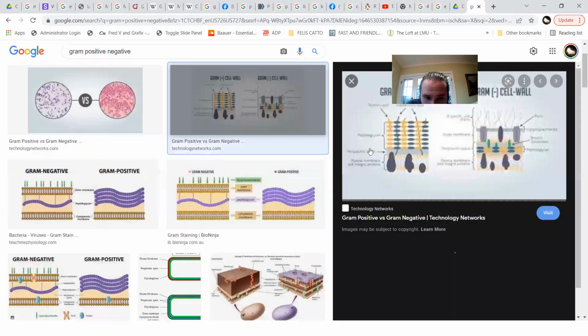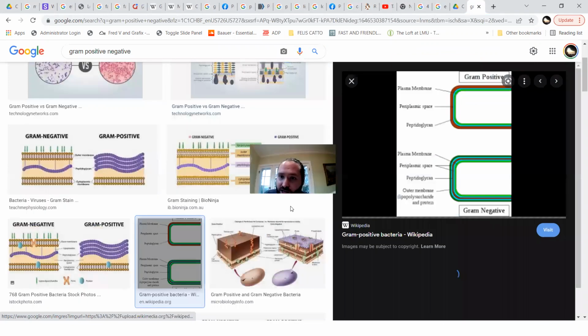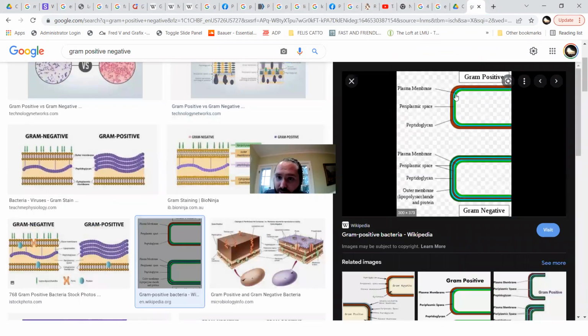So here's a simplified diagram. A gram-positive will have the plasma membrane, and we define plasma membrane as the membrane that encases the cytosol. So they have their plasma membrane, they have a little bit of space, and they have peptidoglycan. Peptidoglycan is fairly porous, so stuff can get in and out of it. What is the main purpose of having a cell wall?